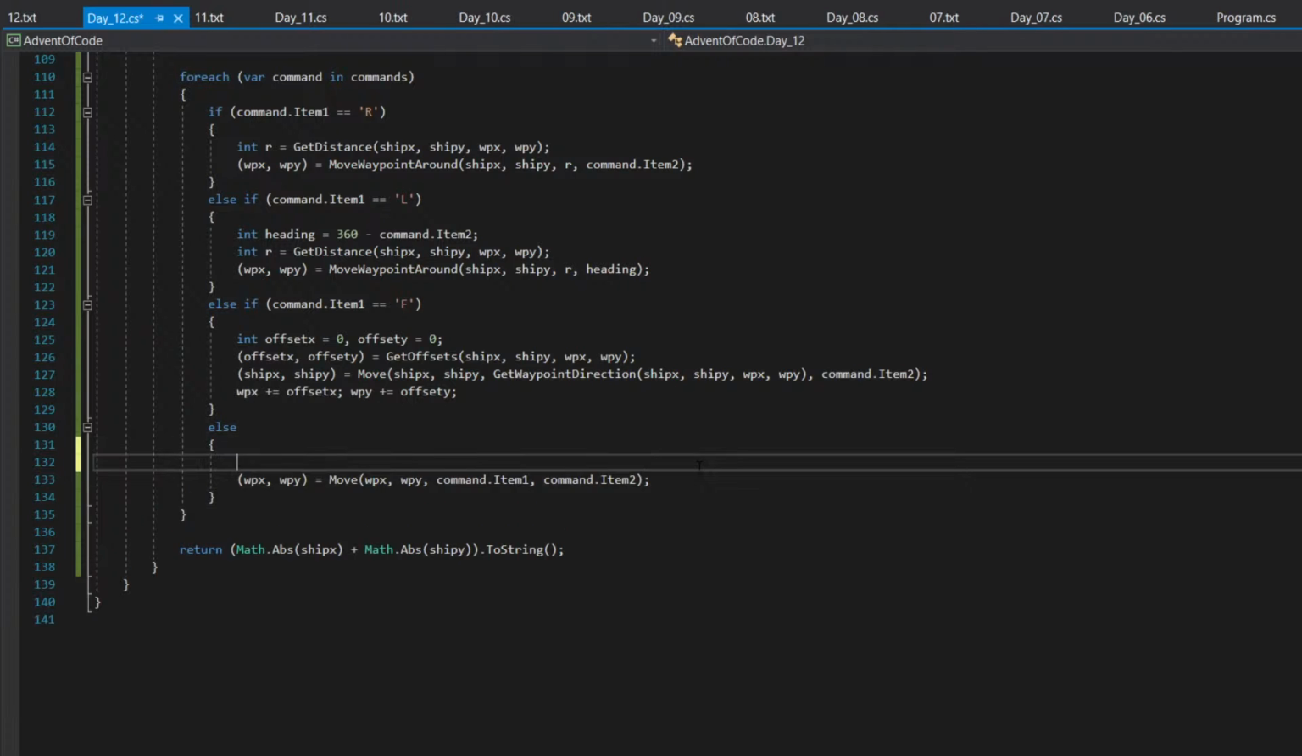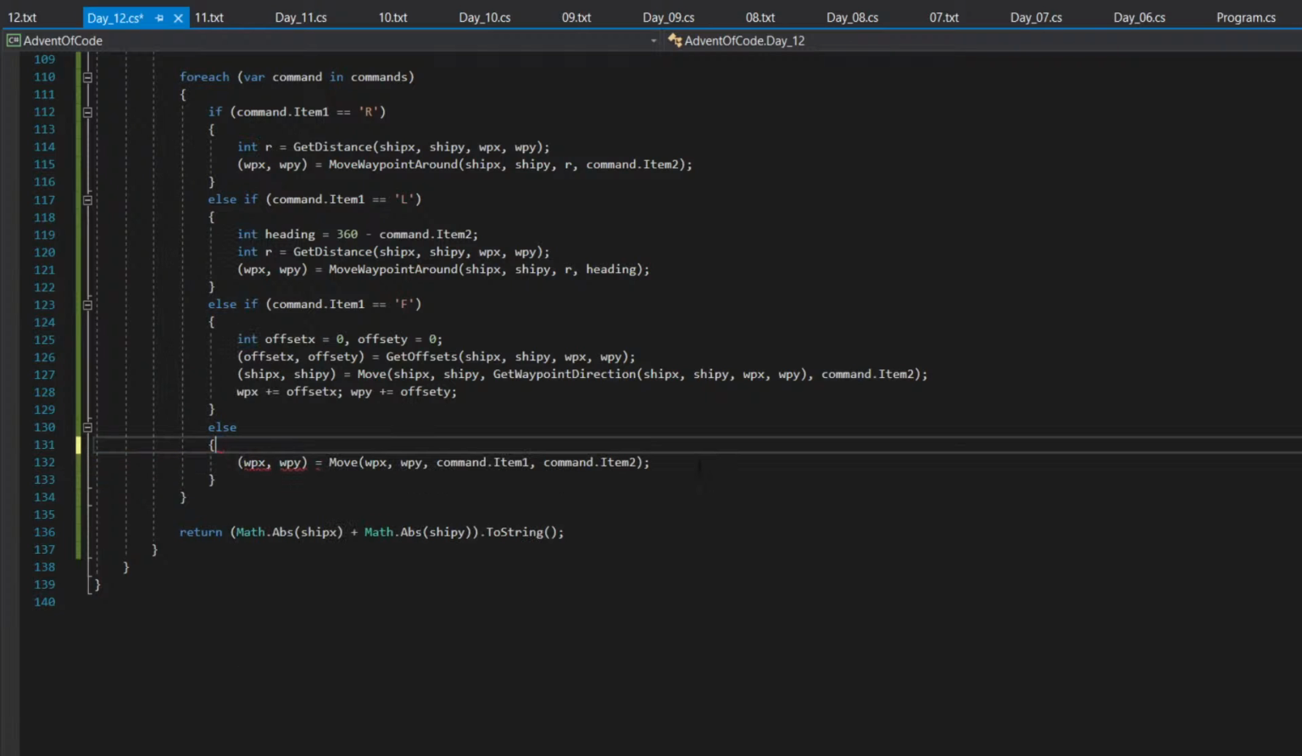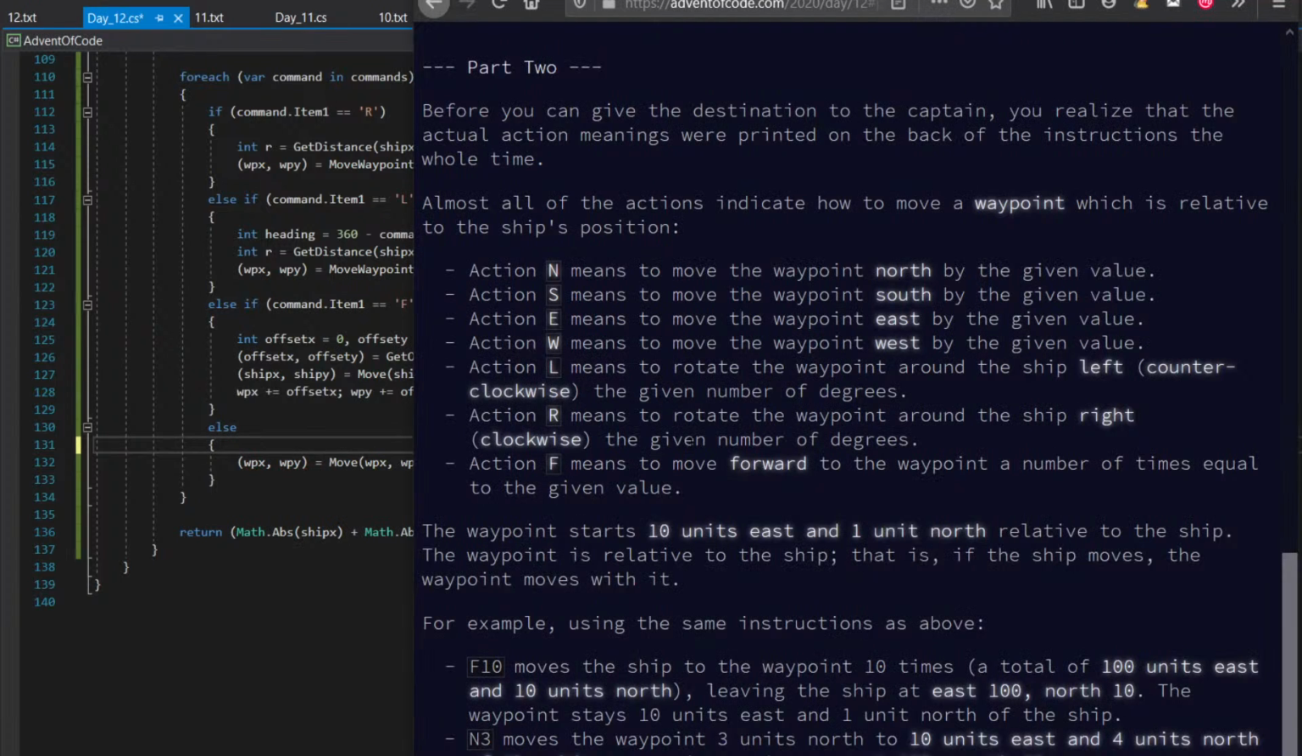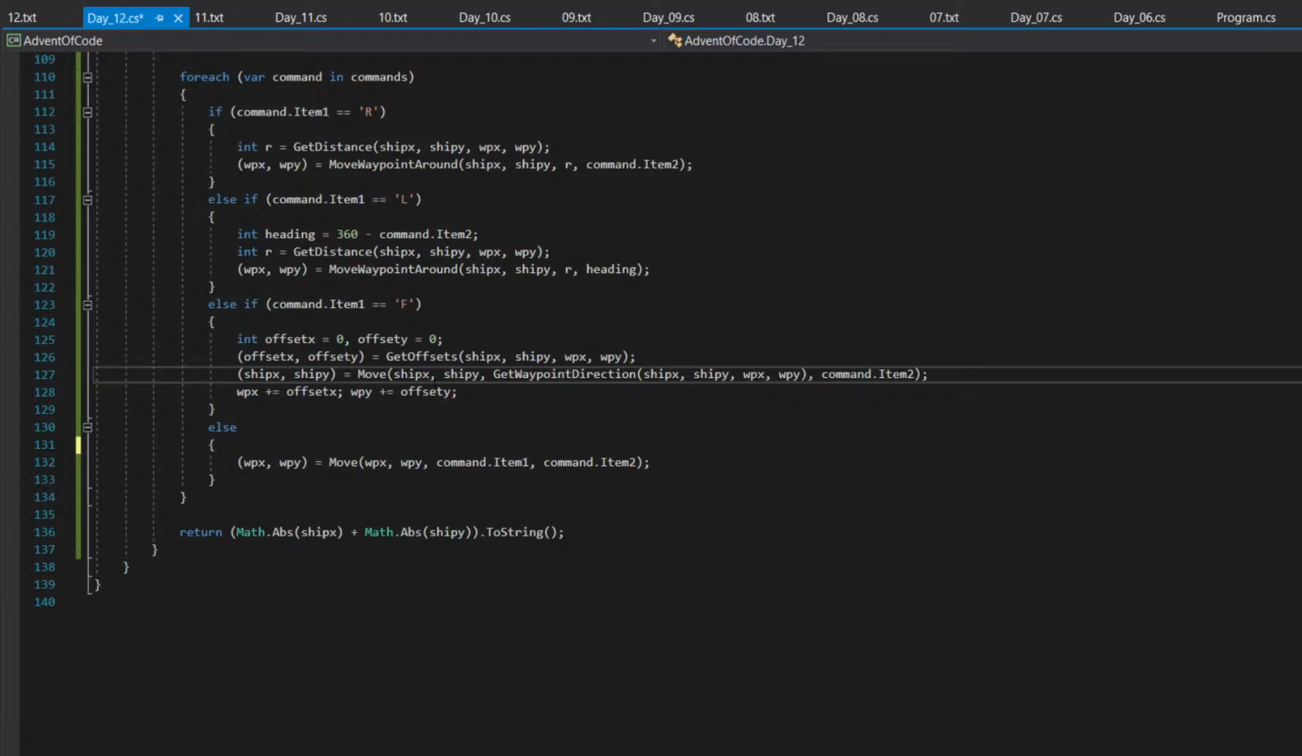So, no, not this guy. This guy needs to move this distance, which is item 2, times the distance between the ship and R, right?